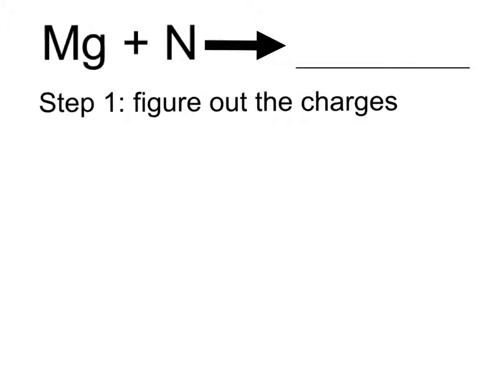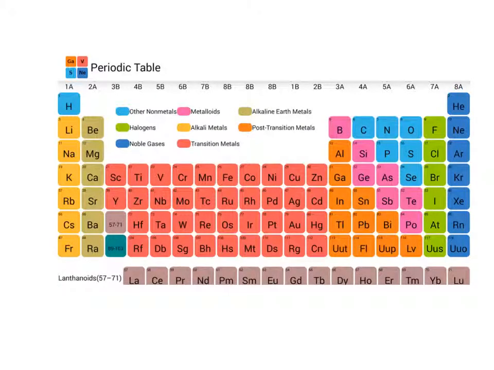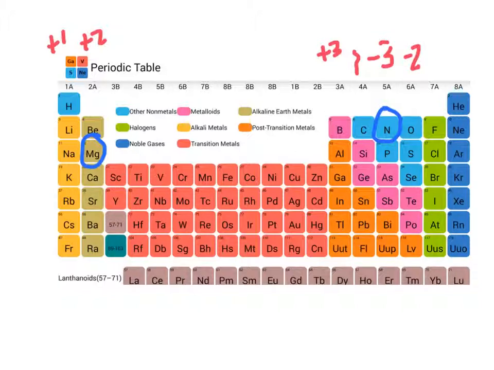So let's try one that's a little tricky, and this is where the shortcuts are really going to come in handy. So we have magnesium and nitrogen, Mg and N. So our charges, figuring out the charges, let's use the shortcut. Using the shortcut, we can find Mg over here in group 2 and N over here in group 5. Now remember what I said, that anything in group 1 would have a +1 charge, anything in group 2 would have a +2 charge, anything in group 3 would have a +3 charge. We are going to skip group 4. Anything in group 5 would have a -3 charge, anything in group 6 would have a -2 charge, anything in group 7 would have a -1 charge, and anything in group 8 has no charge at all.